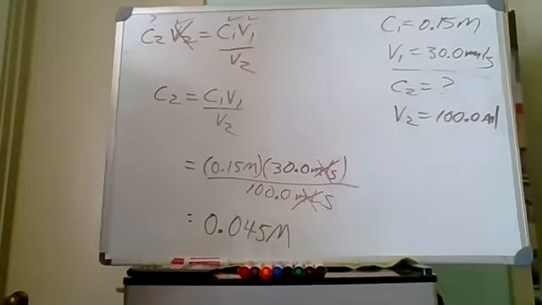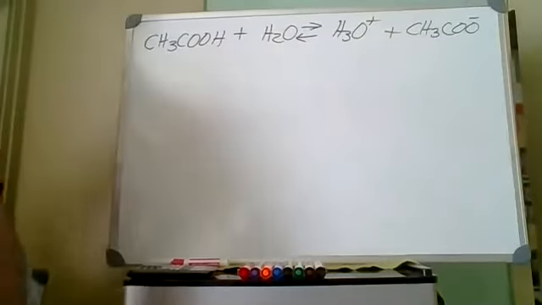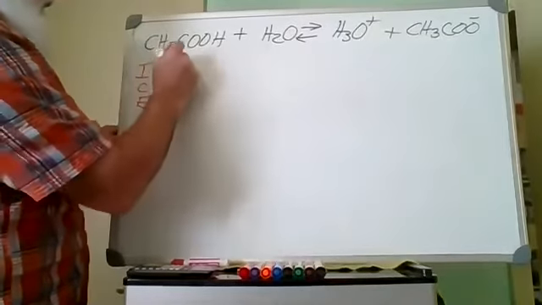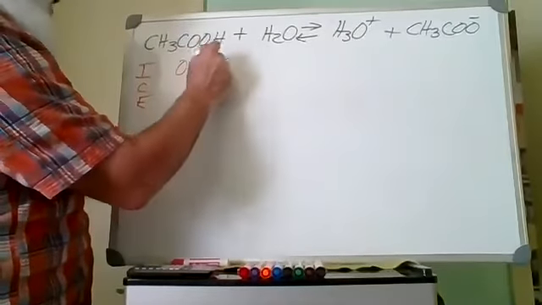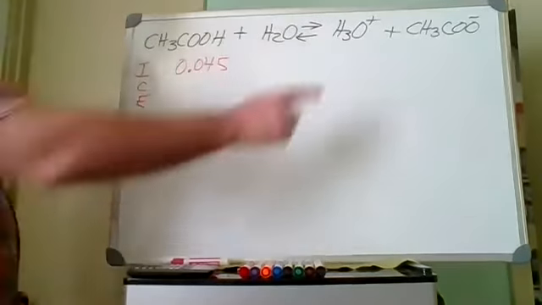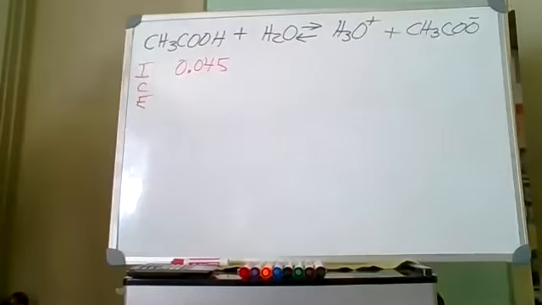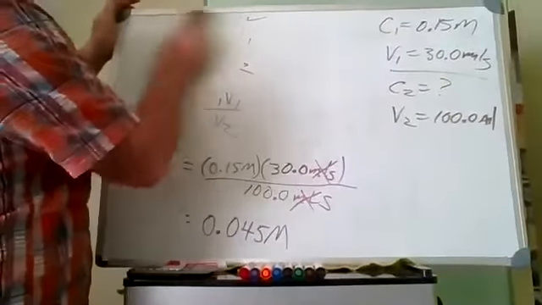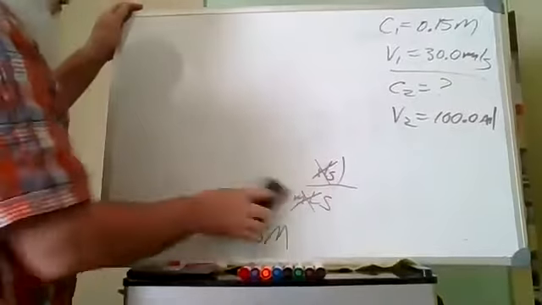So we can go ahead and write that value up here and make an ice table. And the starting concentration here is 0.045, not 0.15. Does everybody understand now? Okay, then we need to do the same thing for the acetate ion. They came from the sodium formate. We're going to do the exact same thing. So you see how all these things come together.